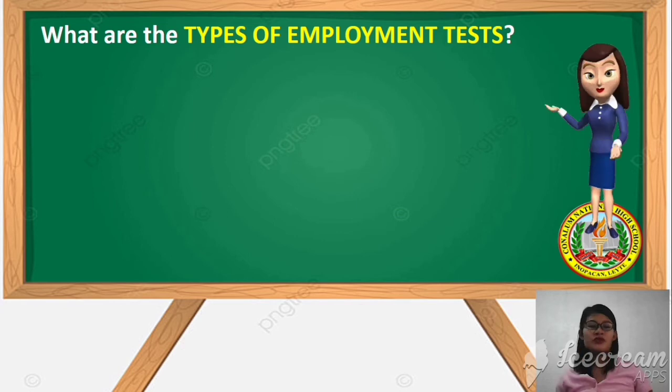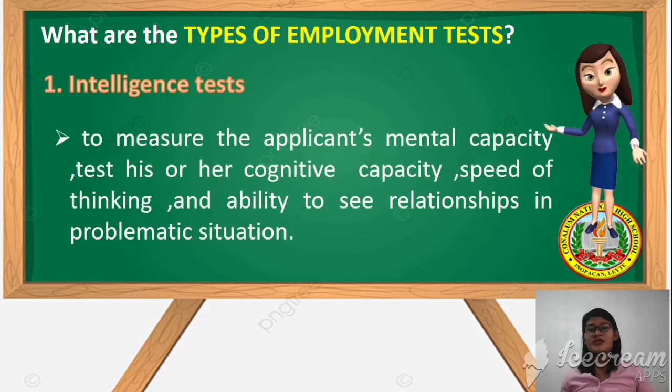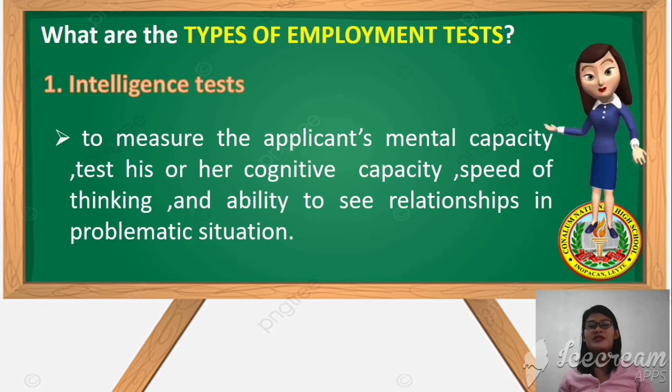let us now go to what are the types of employment tests. So what are these types of employment tests? The first one is intelligence tests. So to measure the applicant's mental capacity, test his or her cognitive capacity, speed of thinking, and ability to see relationships in problematic situations. So intelligence test measures our mind.